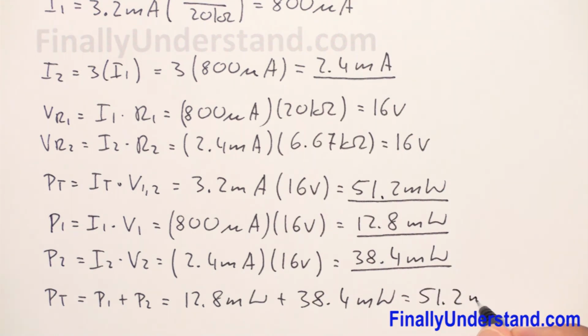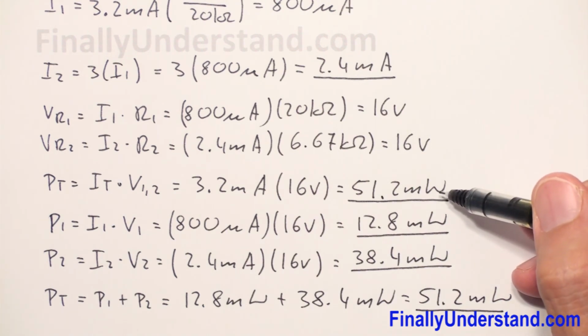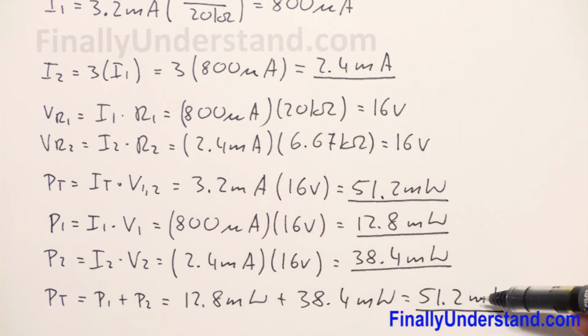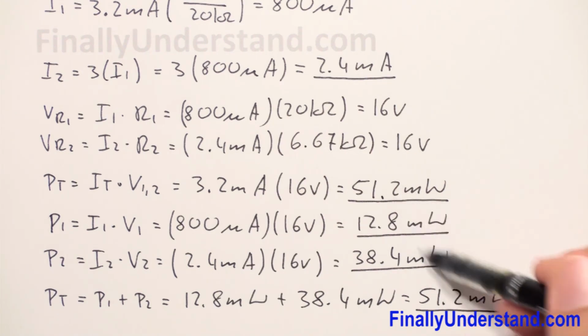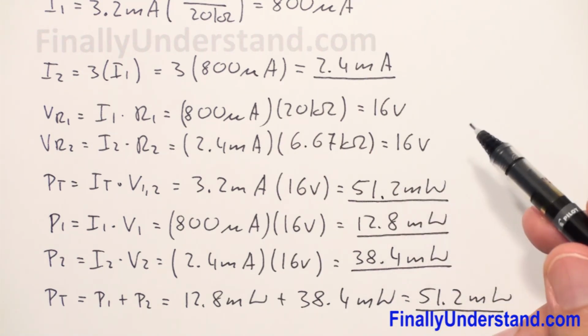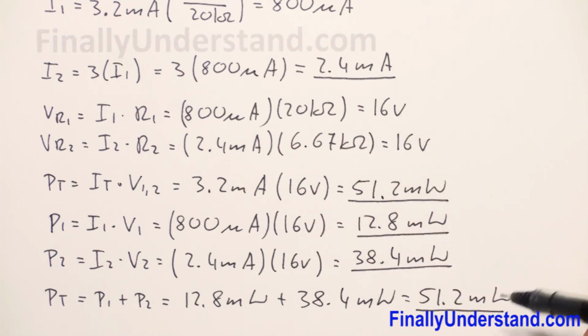As you can see, this value, which we obtained using a different formula and different technique, is equal to this value, which we got by adding the powers at each resistor. So if they are the same, it means that everything we did is correct, and all these answers are our solutions.